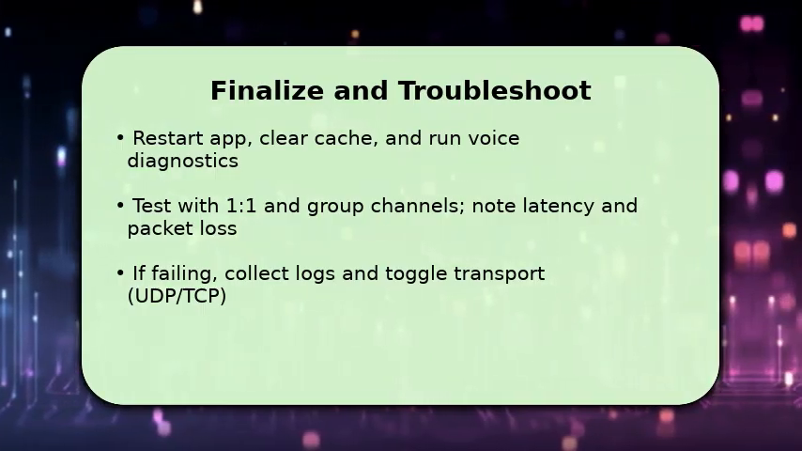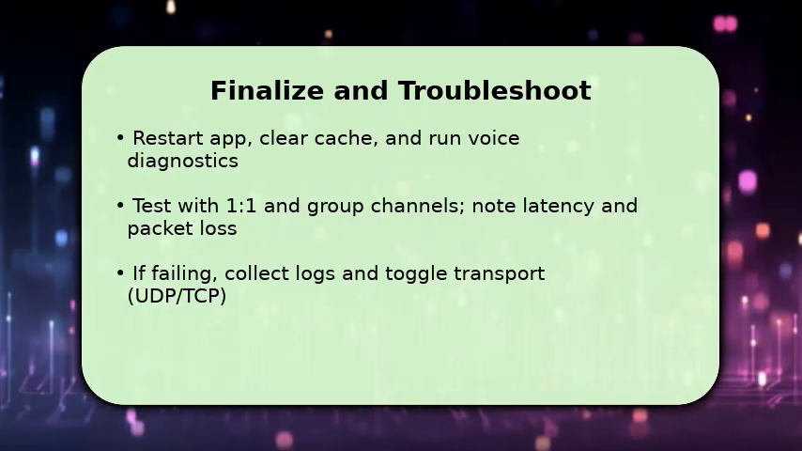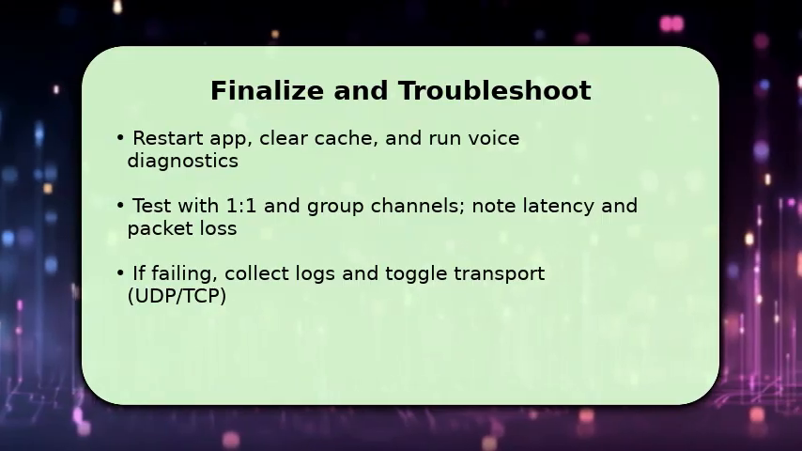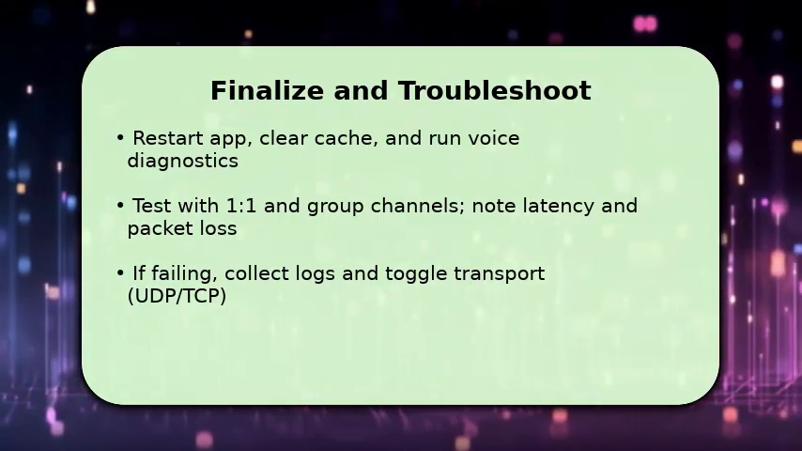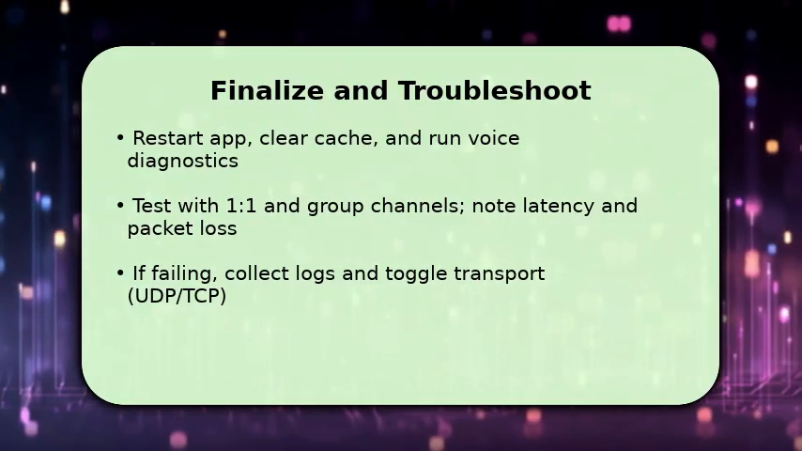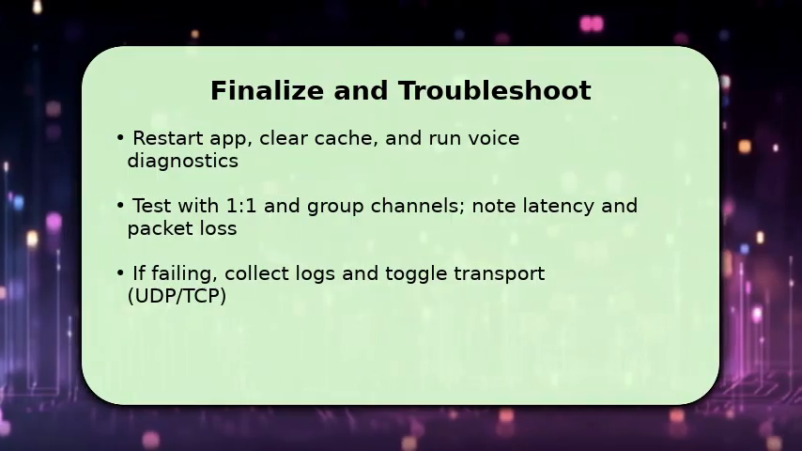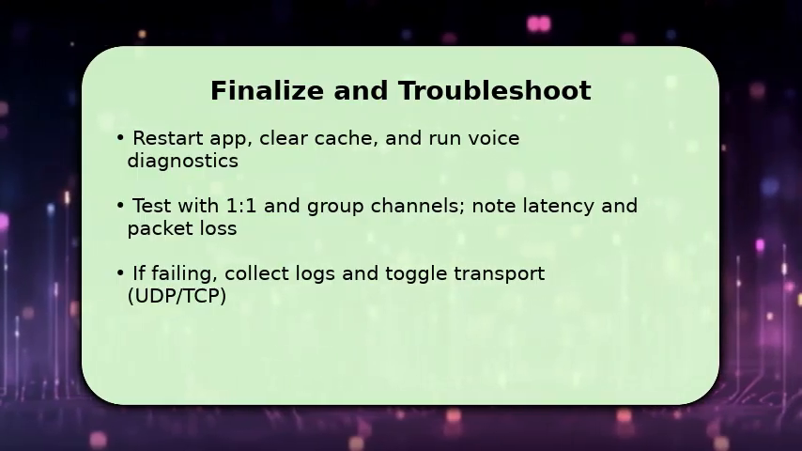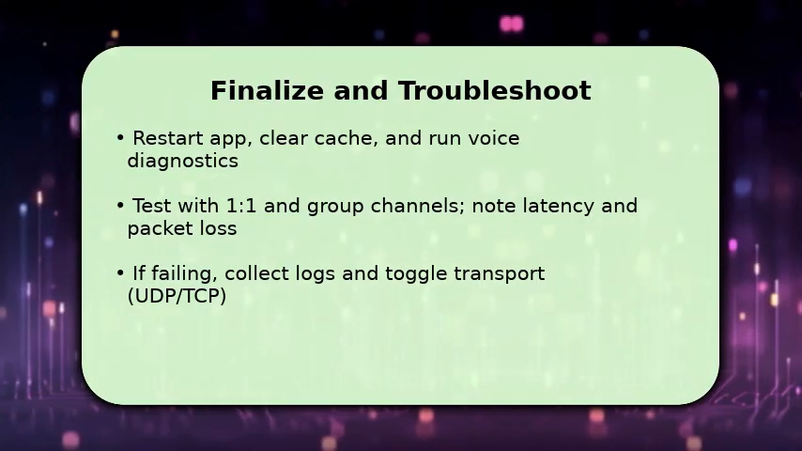If problems persist, switch transport protocol between UDP and TCP and retest. This often resolves NAT or firewall-related drops. Finally, collect full logs and the error codes you noted earlier so you can escalate or apply a targeted patch. This single troubleshooting step saves time.